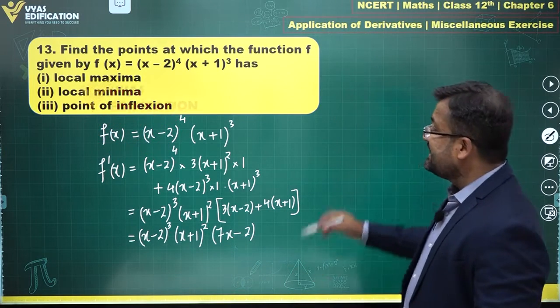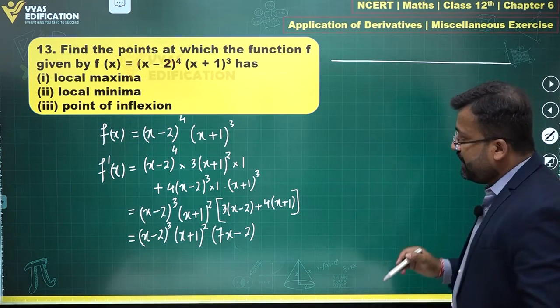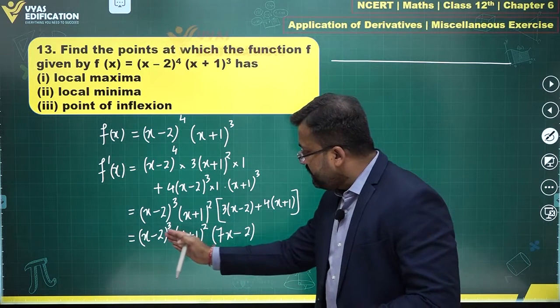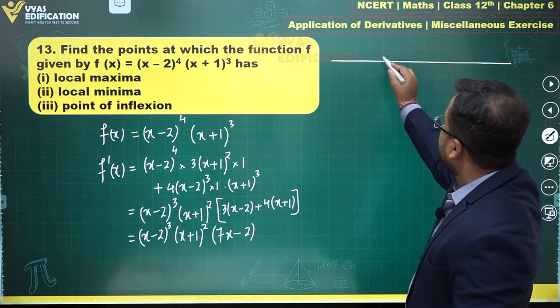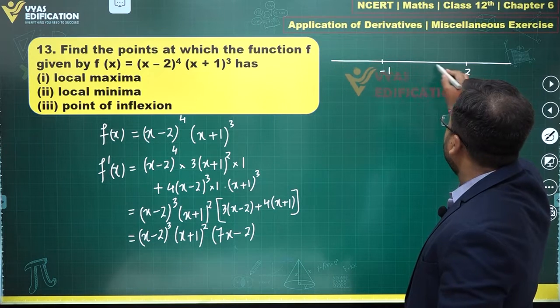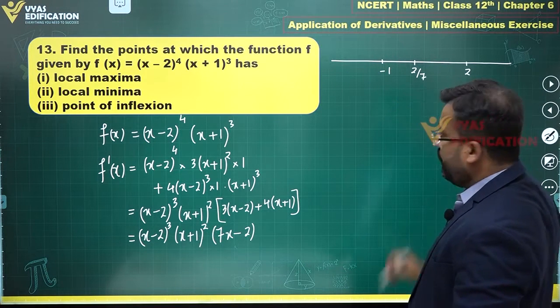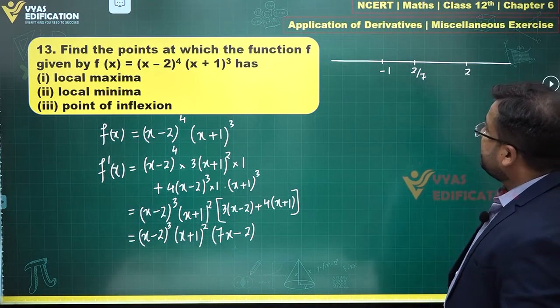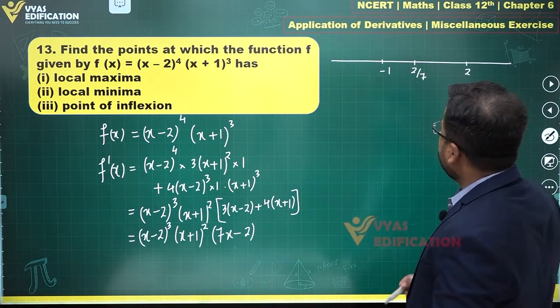Let's analyze the sign scheme of f'(x). So the critical points will be -1, 2, and 2/7. Minus 1, 2, and you have 2/7 over here as well. So these are the critical points, and what will be the sign of f'(x)?